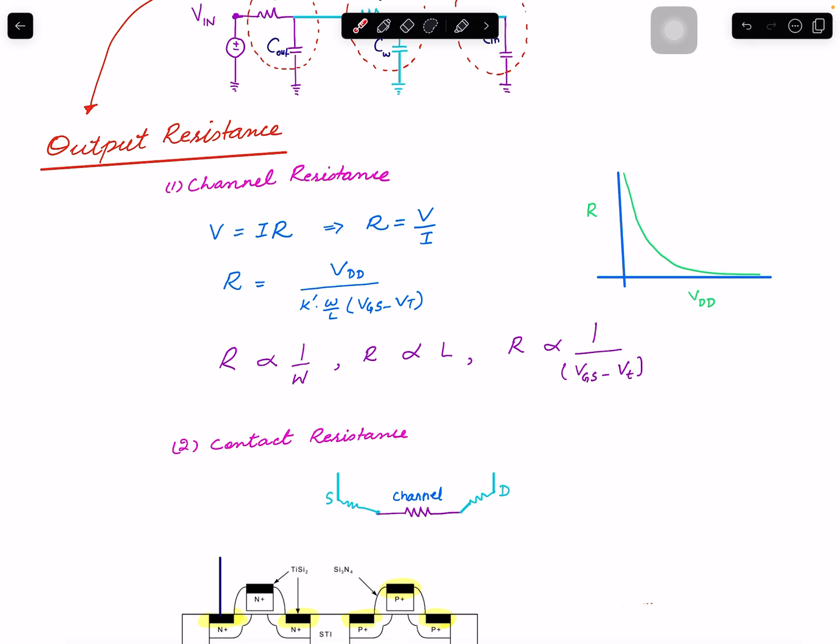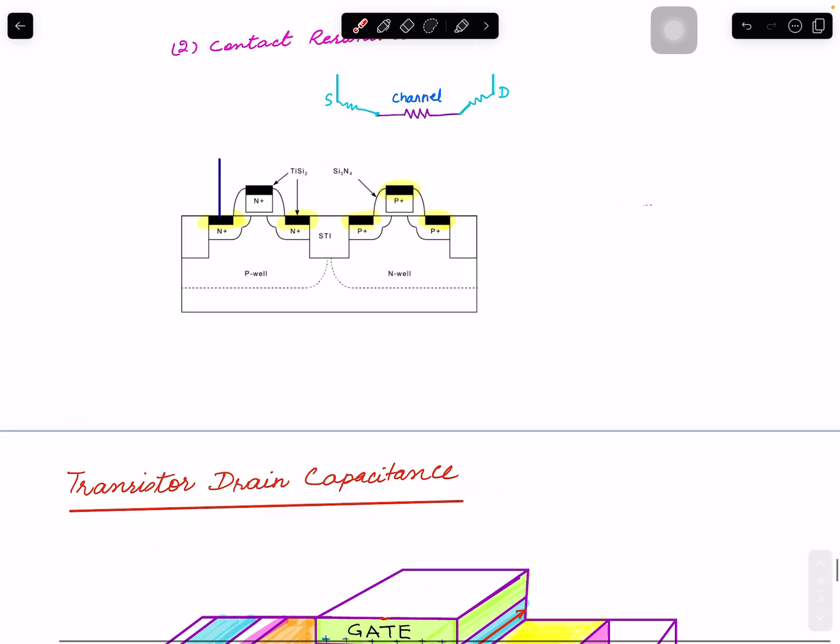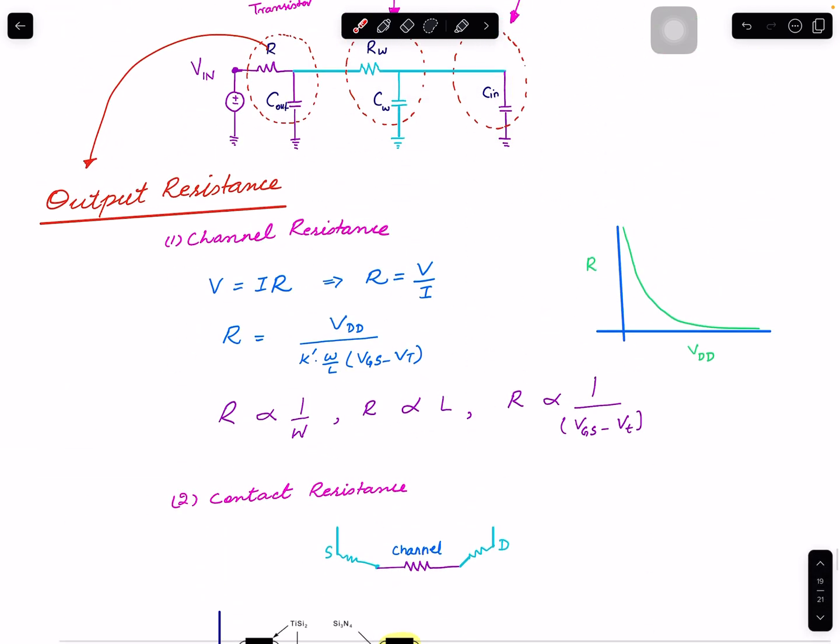Then if you increase the length of the channel, the resistance will increase. So that's why we want to keep channels short, so we have less resistance, and that length is this. It's to our benefit if we reduce this length, so the current will flow quickly, and that makes sense, right?